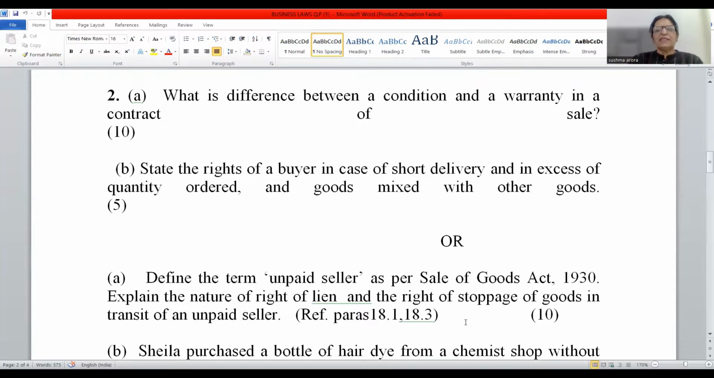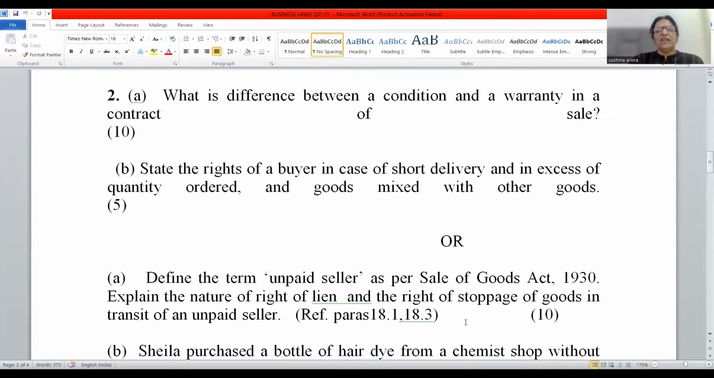Short delivery is, friends, a buyer has ordered, say, 12 Acer computers, but he was not supplied 12 Acer computers. He was supplied only 10 Acer computers. And excess delivery, he ordered 10, but he was supplied 12. Mixed delivery, he ordered 10 Acer computers, but he was supplied 8 Acer computers and some different computers of different brands. So friends, each delivery is defective in this case.